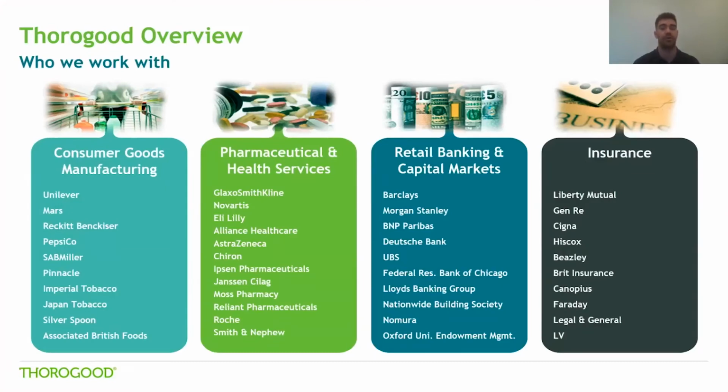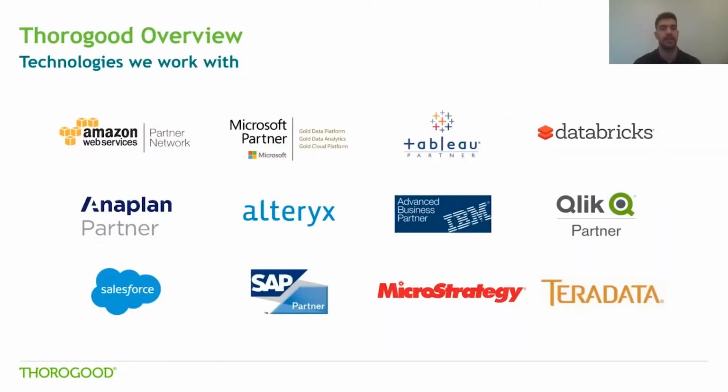As far as who we work with, our clients typically span 4 data-rich verticals: consumer goods and manufacturing, pharmaceutical and health services, banking, and insurance. And our clients are some leading organizations across these sectors, and we at Thorogood take a lot of pride in the long-standing relationships that we have with many of the organizations that we're showing on the screen.